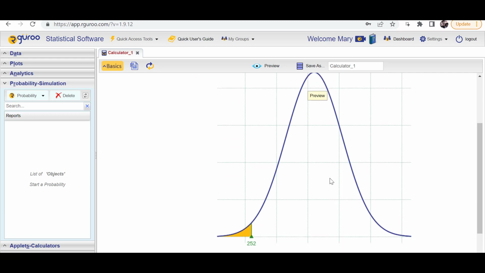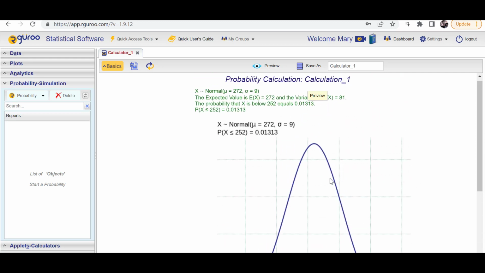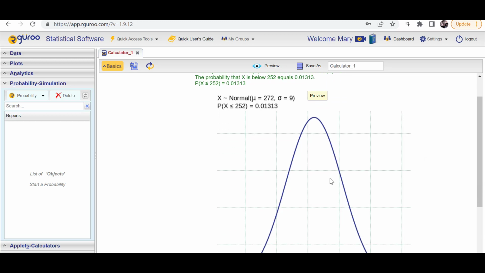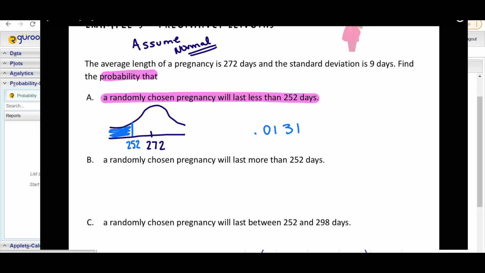But the great thing about this, again, is that you can see the shading to the left. Yay! And I know that's the direction it was supposed to be shaded. So I can check the direction of the shading. I can also check here where it says the mean is 272 and the standard deviation is 9, and I want it to be less than 252 to make sure that I've entered everything correctly. So I have entered it correctly, and I get 0.0131. And we just put that down. So that is this area here, which represents the probability that it lasts less than 252.